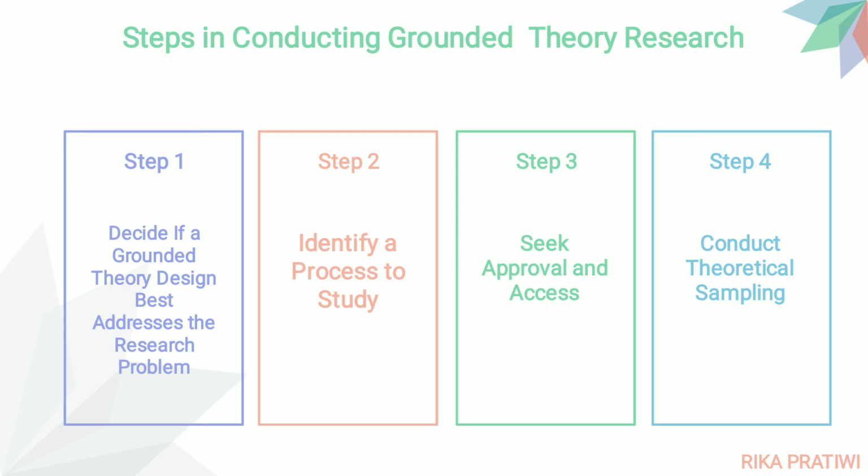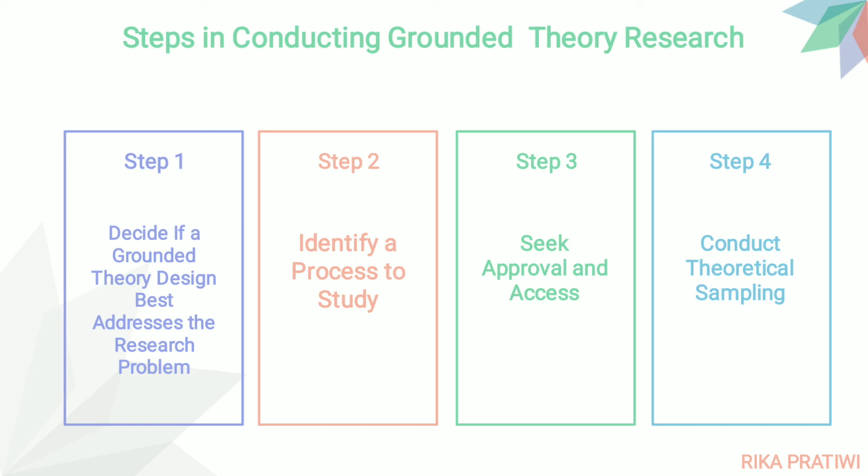So these are the steps in conducting grounded theory research. Step 1. Decide if a grounded theory design best addresses the research problem. For example, in educational fields in which qualitative research has made slow inroads, such as educational psychology, inquirers are turning to grounded theory as a useful procedure.